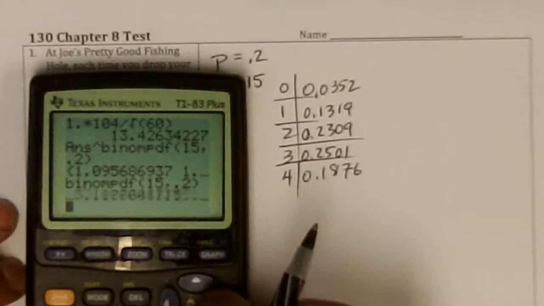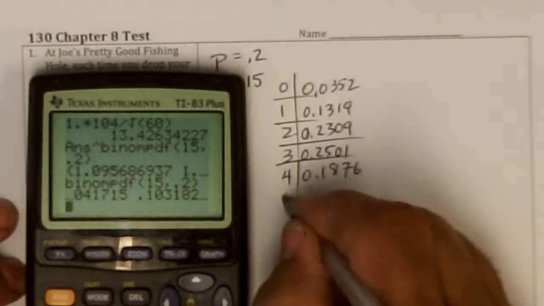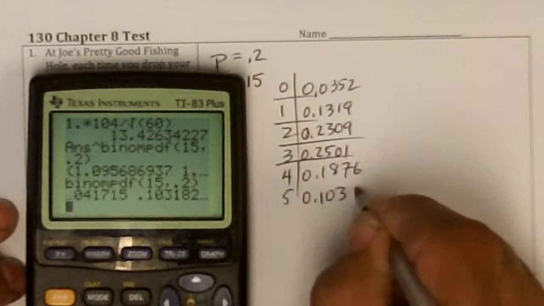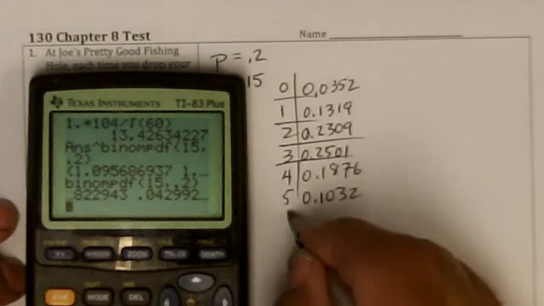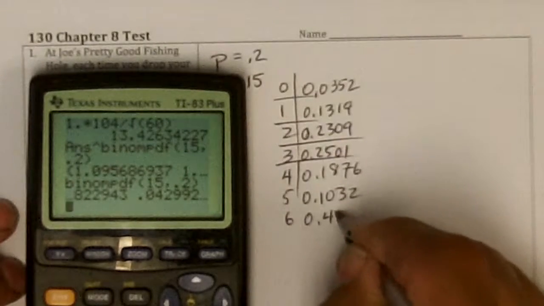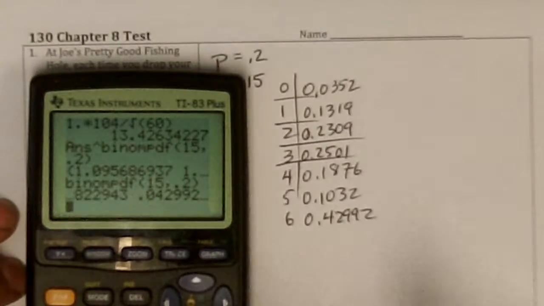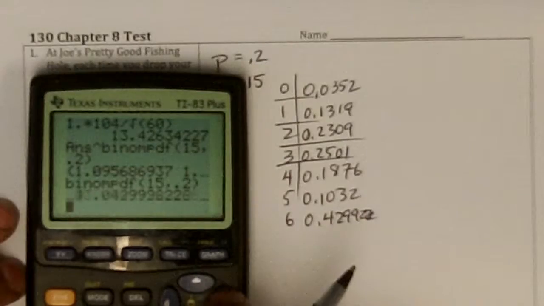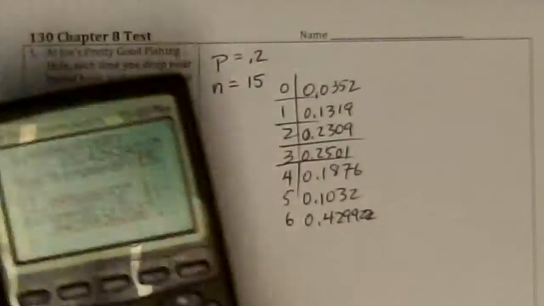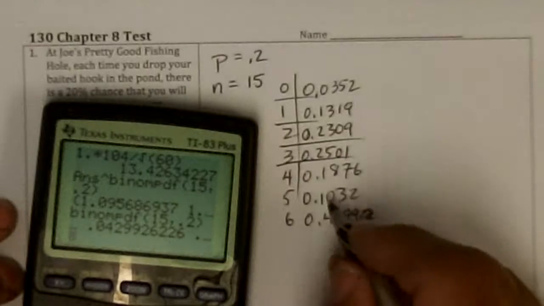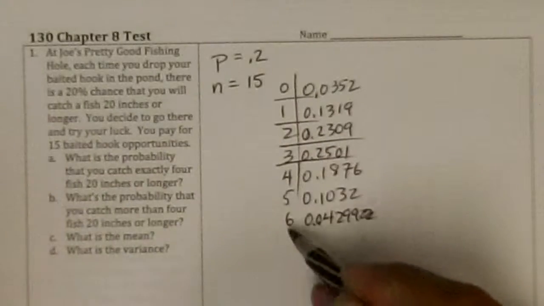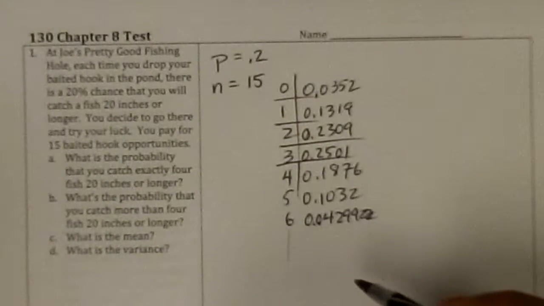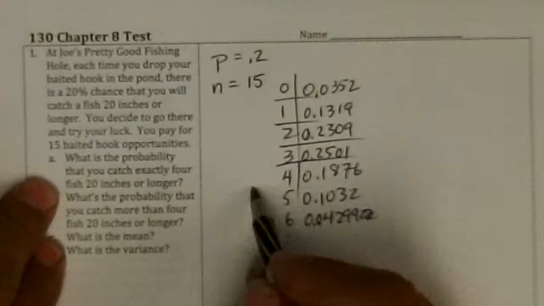4 is 0.1876, 5 is 0.1032, 6 is 0.0430, I don't need that, and so on. I could continue on with this. 0.04, and they're getting smaller and smaller, and well, I could go all the way up to 15. But since this is binomial, what's the chances I get exactly 4 is this answer.